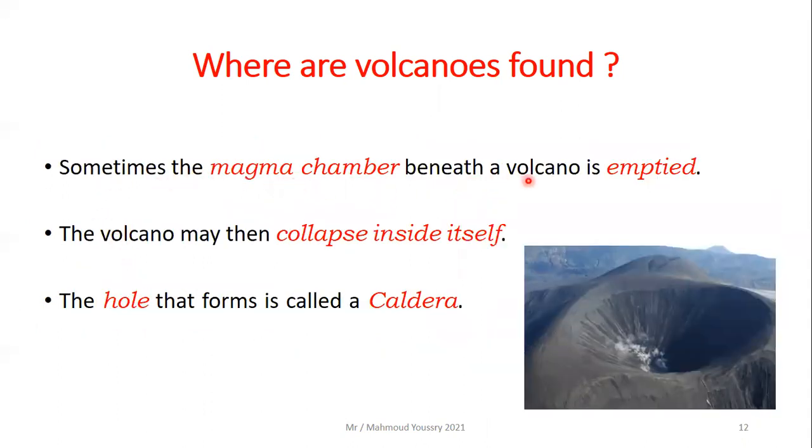Sometimes the magma chamber beneath a volcano is emptied from inside. The magma chamber deep in Earth, beneath the volcano, becomes emptied of magma. The volcano may then collapse inside itself, like this one right here. The hole that forms is called a caldera.